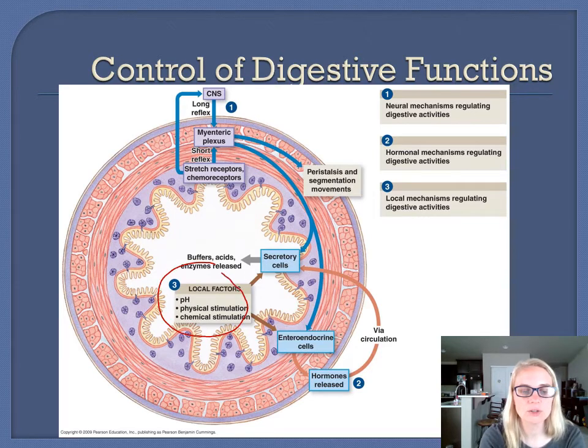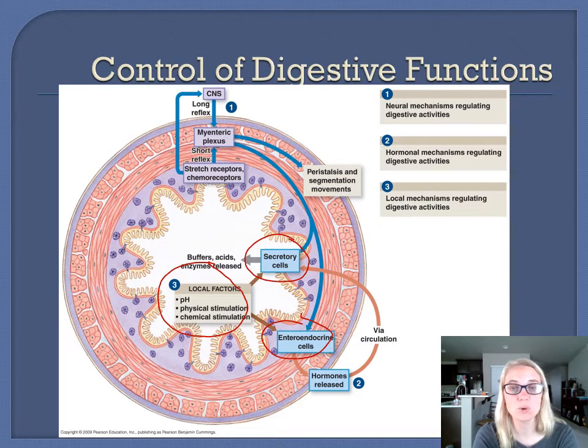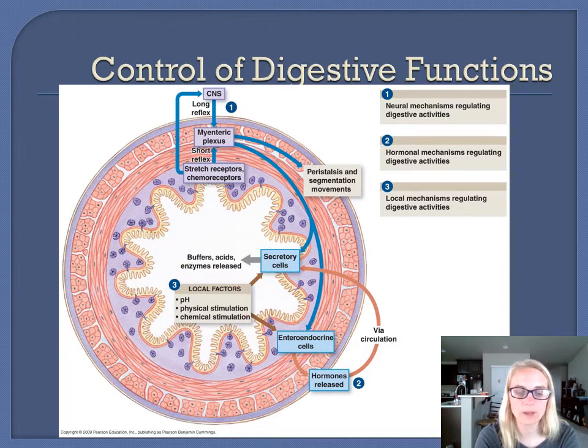So our local factors, we have the lining of anywhere along your digestive tract can recognize changes in pH, physical stimulation like rubbing of food or substances on that mucosa, and chemical stimulation. So partially broken down carbohydrates or proteins or those types of things. So that can trigger local responses. So it can trigger endocrine cells to release locally, and it can also trigger secretory cells like buffer, mucus, other types of secretions in that local environment. Okay, so that is our local mechanisms.